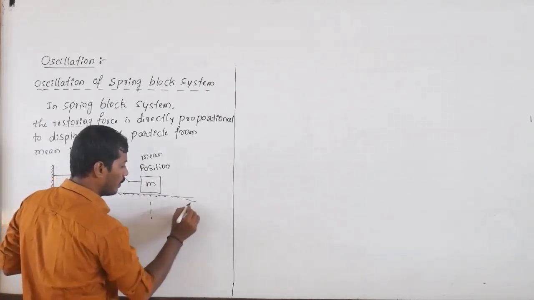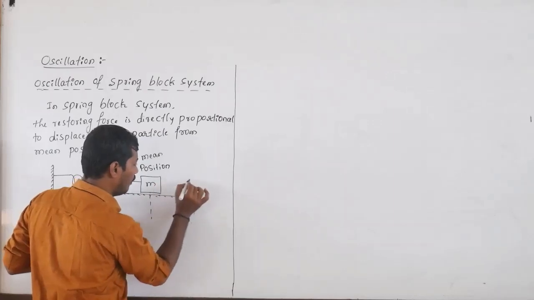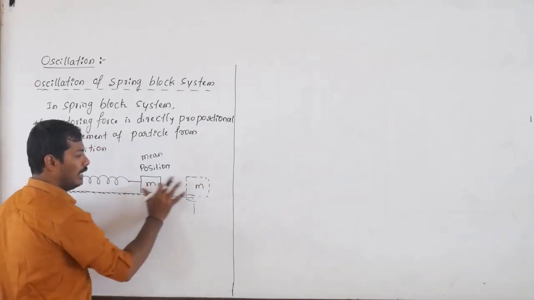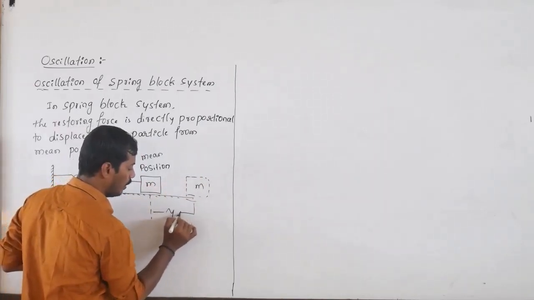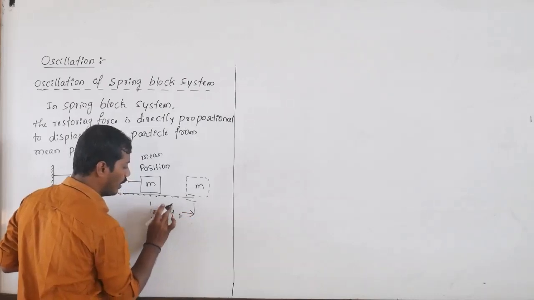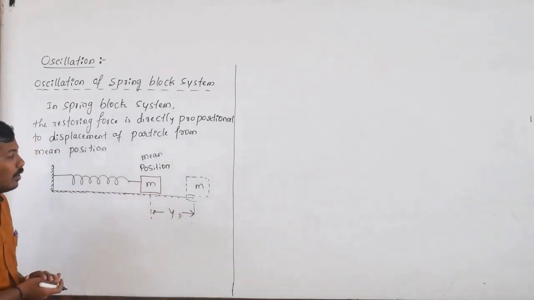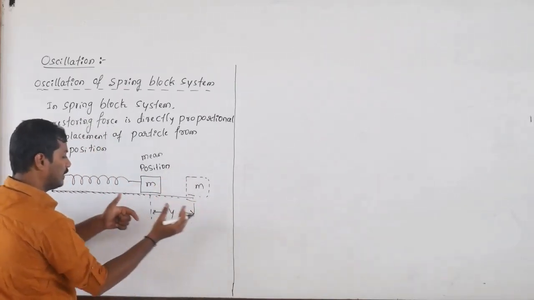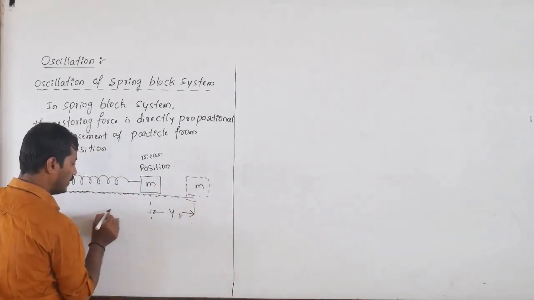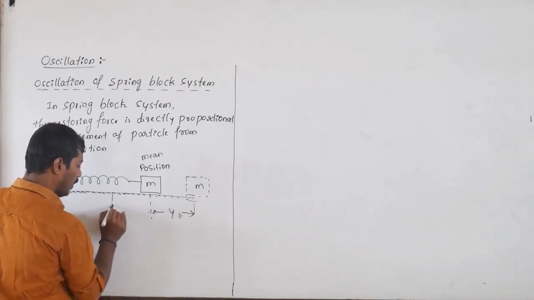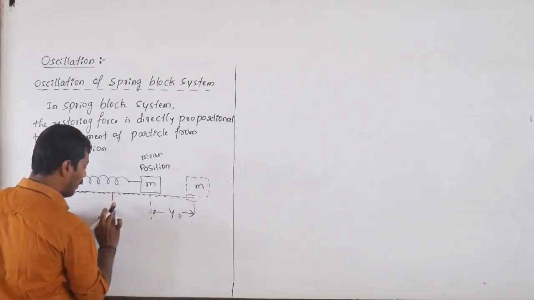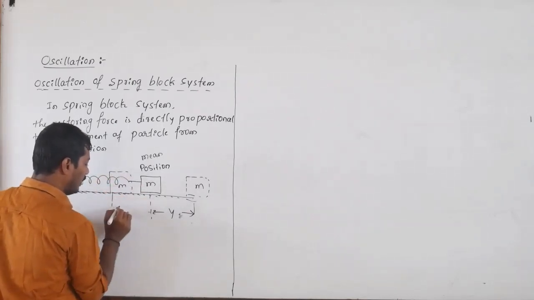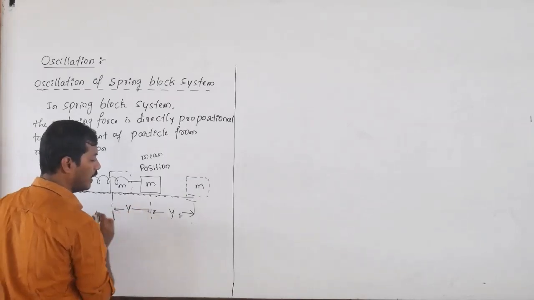I will draw directly here. When it takes the new position, it is the displacement of the body from its mean position. When the external force is removed, it just compresses up to here. It means it is another position of the particle, like this. This is the same displacement.